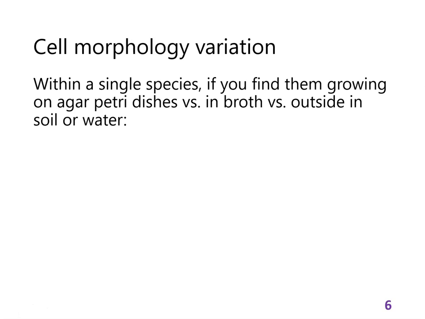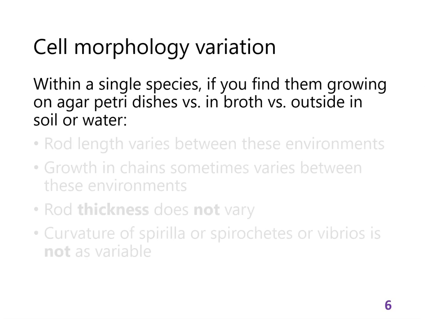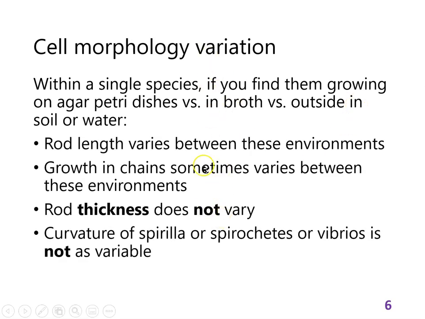But within a single species, they could have slightly different morphology depending on whether they're growing in liquid broth or on the surface of an agar petri dish, or if you find them outside in soil or water. And so these are some of the variations or non-variations. So the length of rods can vary in these environments, but the thickness does not vary. So if you take one specific species that can grow as a rod, it may have different lengths in different environments, but its thickness will be the same in all those environments.